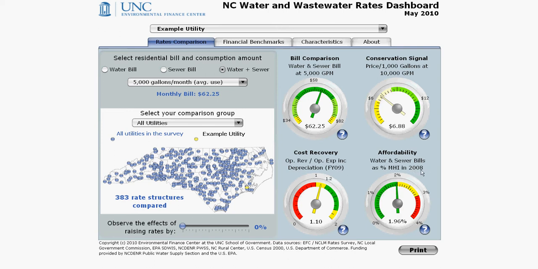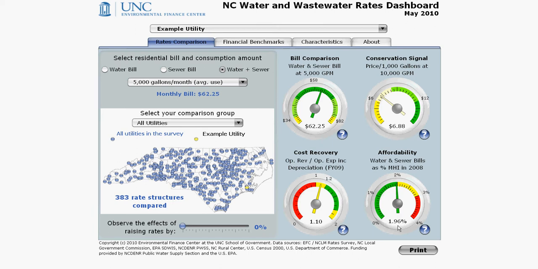2018 dollars in this dashboard. In the example utility, which is completely made up, we said that the median household income is a little over $38,000. So 12 months of $62.25 of bills amounts to 1.96% of the median household income. That's the number that you see at the bottom.